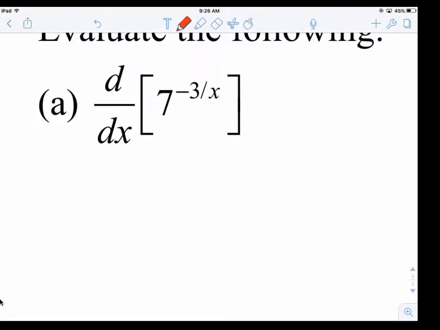Okay. So 7 to the negative 3 over x. Now, how can I rewrite negative 3 over x? What is that same thing as?